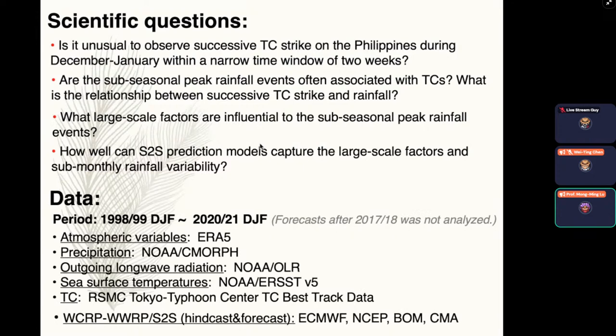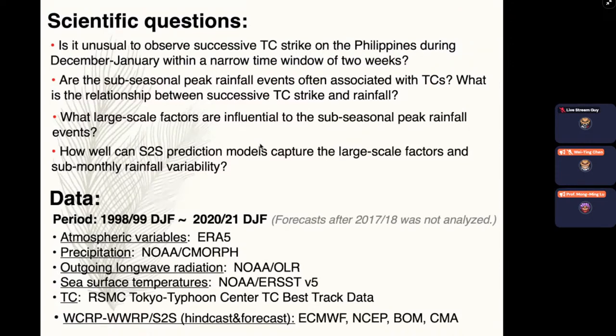And the data we use: there are some standard data, and for the atmosphere variables we use the ERA5 reanalysis data, and for precipitation we use CMORPH. And why do we use CMORPH? Because CMORPH is very easy to use, but the shortcoming is that the data are only available from 1998. We want to use the CMORPH precipitation data as an observation to represent the observational truth.